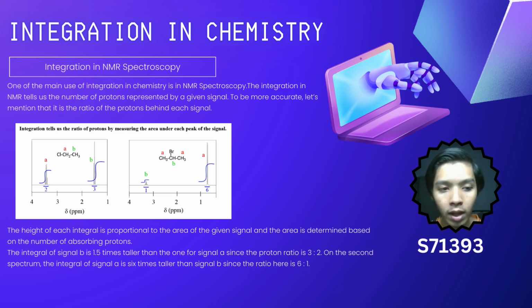From the above diagram, the height of each integral is proportional to the area of the given signal, and the area is determined based on the number of absorbing protons. The integral of signal B is 1.5 times taller than the one for signal A, since the proton ratio is 3 to 2. On the second spectrum, the integral of signal A is 6 times taller than signal B, since the ratio here is 6 to 1.